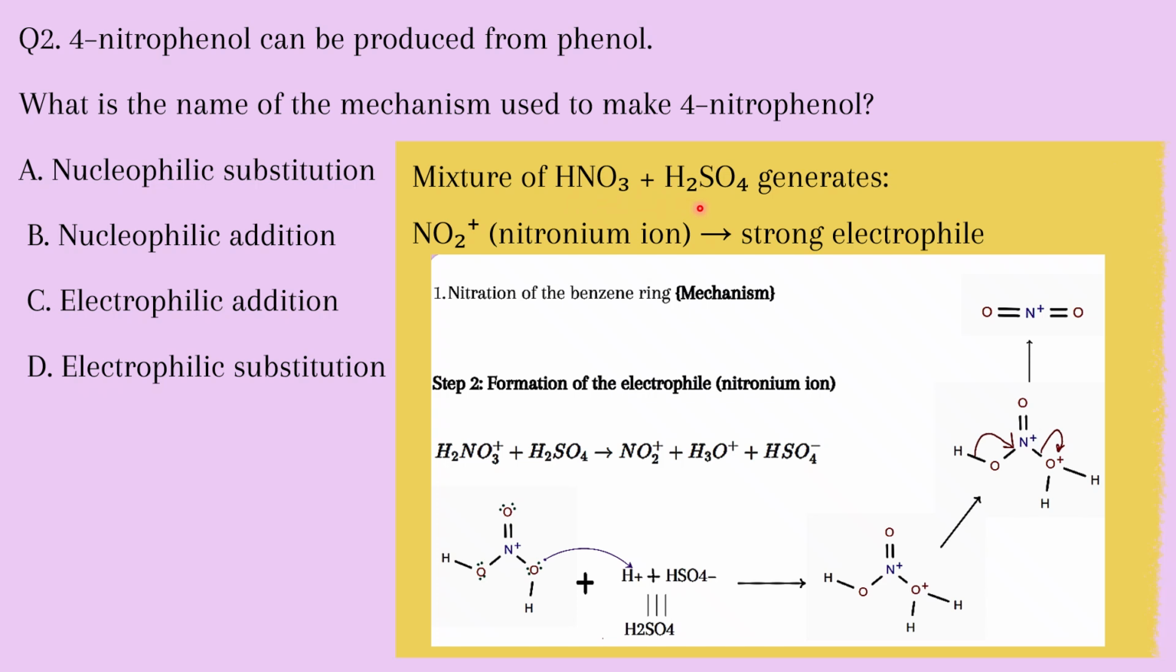In step 1, what will happen? This will act as a base and it will abstract the H plus ion from H2SO4 and result in the formation of this species. From this species, the two lone pairs of the oxygen will again abstract one of the hydrogens from the H2SO4 and result in the formation of this particular intermediate. Now it will undergo rearrangement and result in the formation of nitronium ion. This will act as an electrophile, or the electrophilic species.